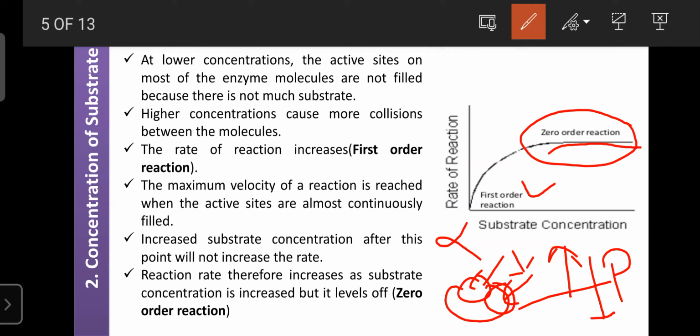So that's why the rate of reaction, or the formation of products in a biochemical reaction, also depends upon the concentration of the substrate.